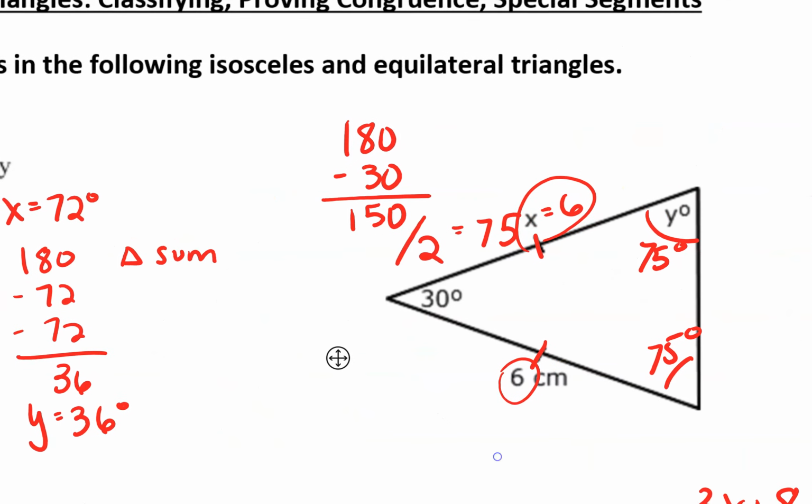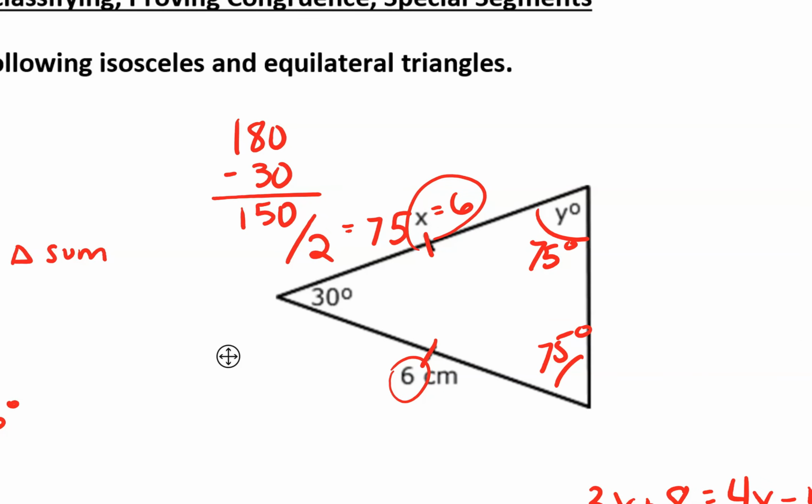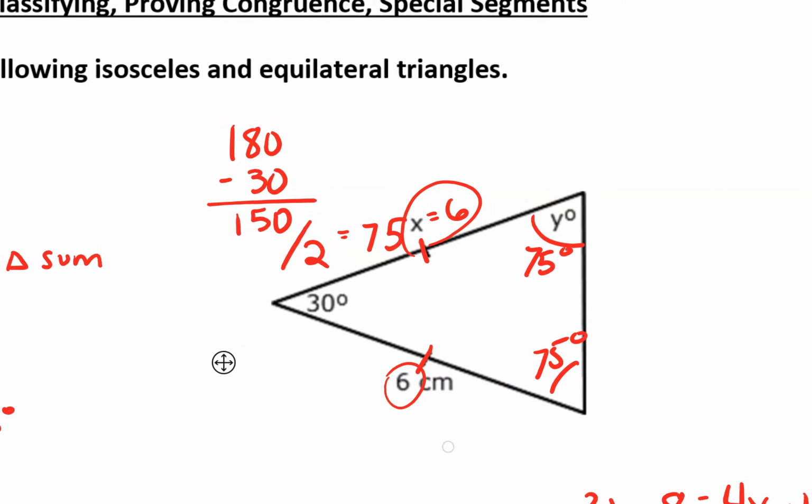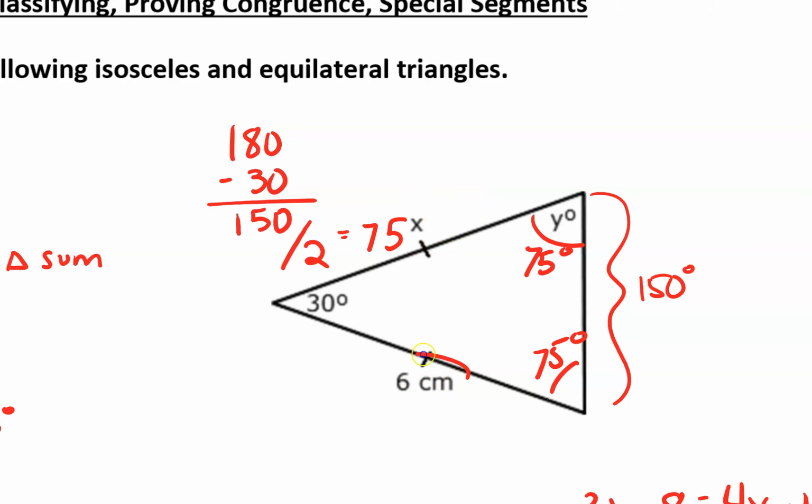So this one over here is a little different because they didn't give you the base angle. So I'm going to take away 30, leaves me 150 degrees. Divide that in half because I need to split that up between these two angles. That's a total of 150 divided in half. The side lengths right here, 6 and x, x equals 6, because they're congruent.